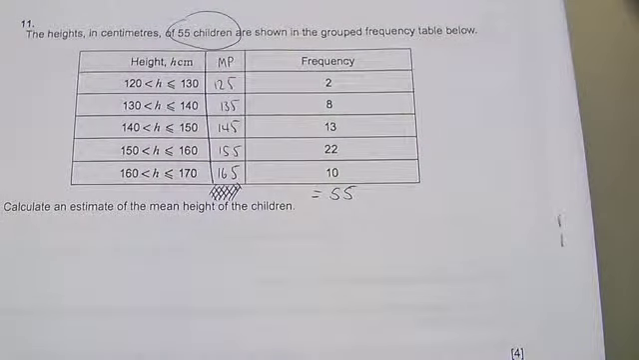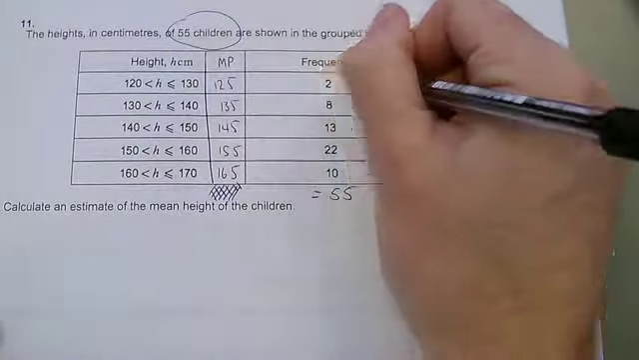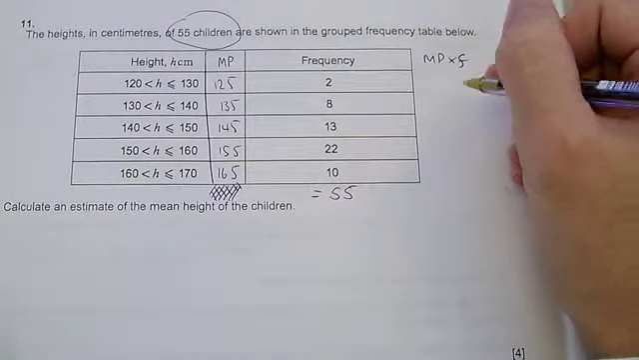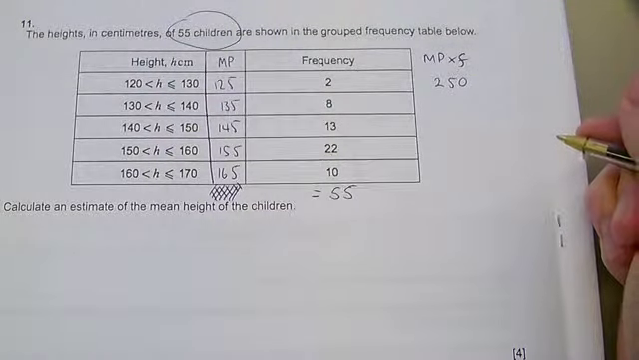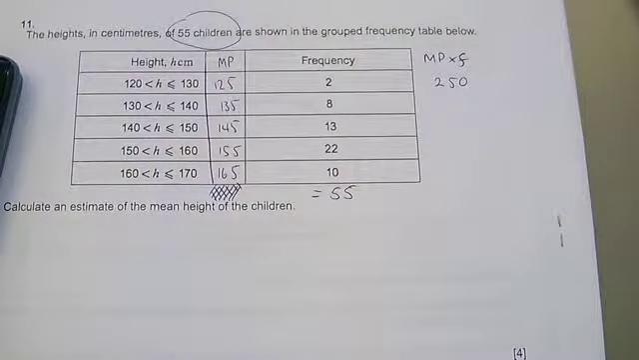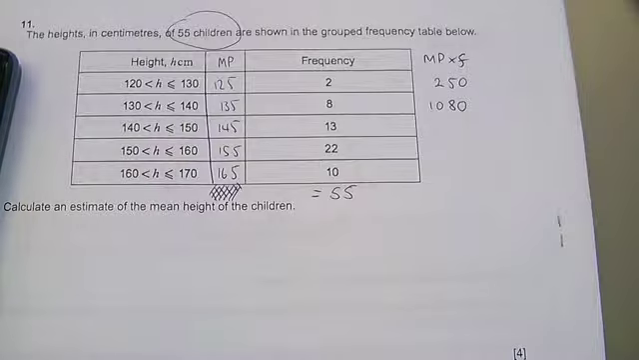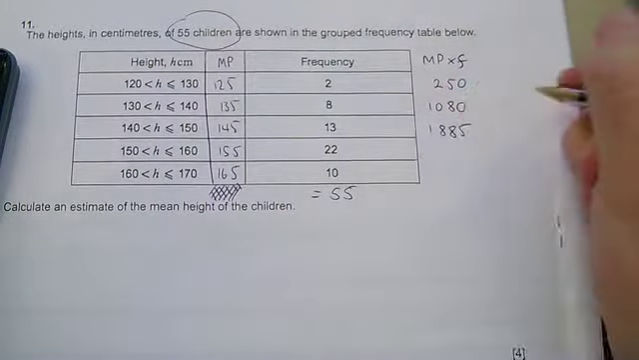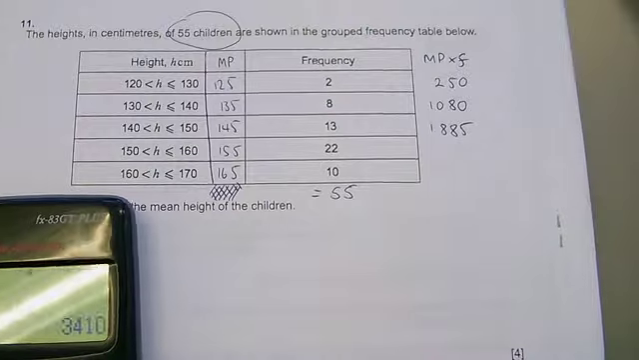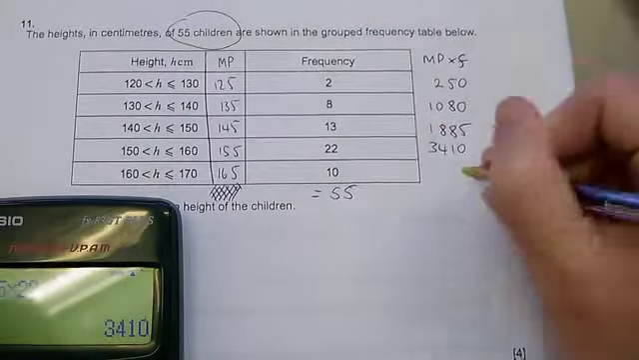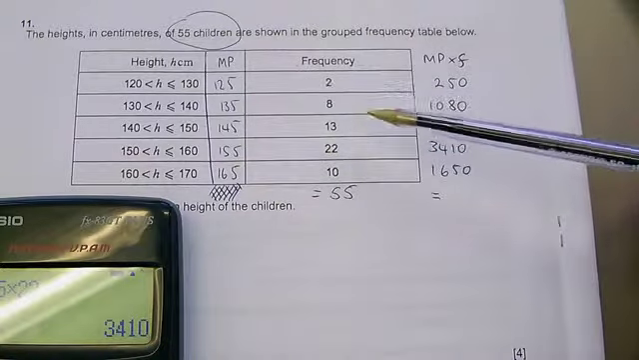Am I done? No, you times the midpoint down. Good. You multiply the midpoint by the number of people, so MP times F. So I do 125 times 2, because there are 2 people who are within that height of 120 to 130. So we're going to guess and say the pair there would be 250. Okay? The next ones we will need the calculator for. So 8 times 135, 1080. 145 times 13. 155 times 22. And finally I can do that last one in my head. There we go. And you do add this one up, and that's why people have got this habit of adding up the wrong one. Okay?